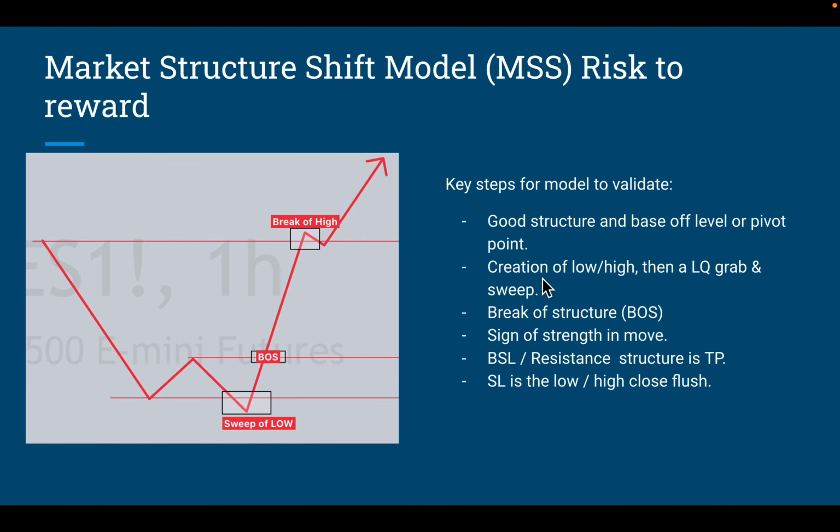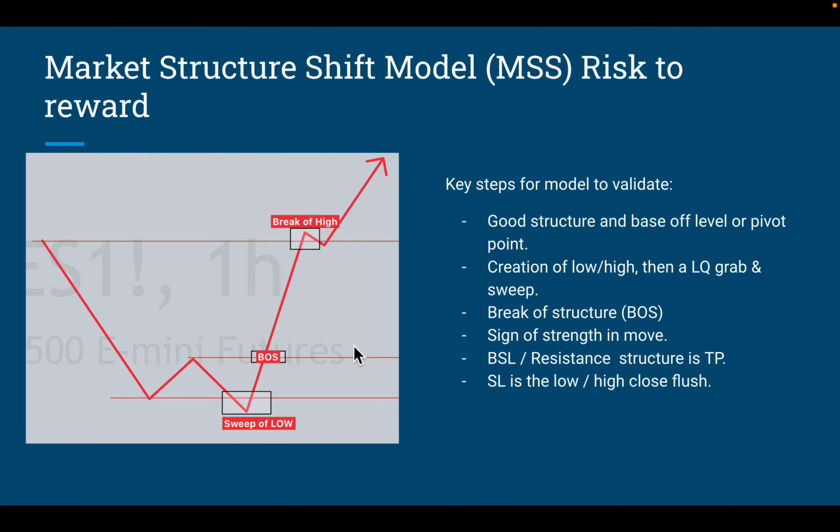So this is what I mean by creation of low. This is your creation of low. This is your first leg. This is our new low. Come up here, form structure, then come down and take that low, right? What does that do? Well, you got to look deeper into the market, right? Whenever you see a low getting taken out like this, whenever you see a sweep of low, that basically lets you know two things, right?